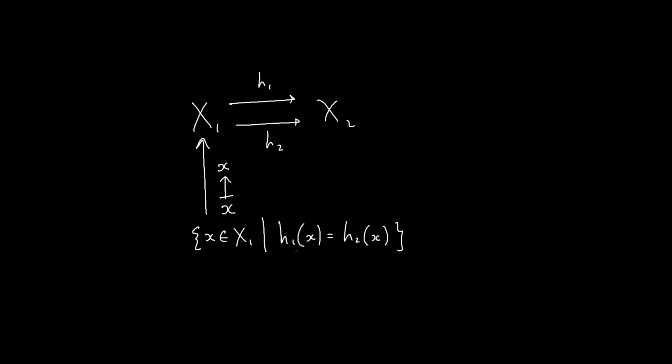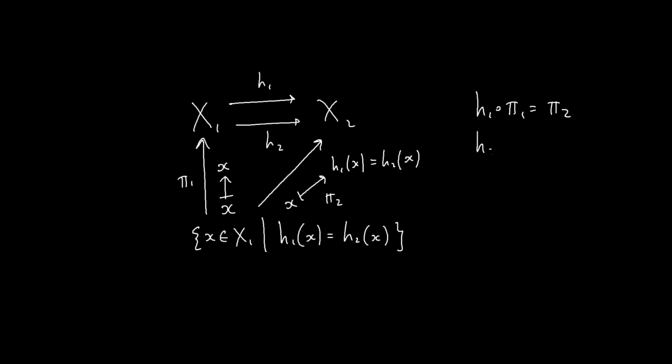Because x is such that h1 and h2 are equal, we get this composite map, which is basically the restriction of h1 and h2 on the elements on which they're equal. So this composite map maps x to h1 of x, which happens to be the same as h2 of x, according to how we chose the domain of that function. So this is our pi1 map, and this is our pi2 map. And we do have the requirement that this composite equals that, basically by definition.